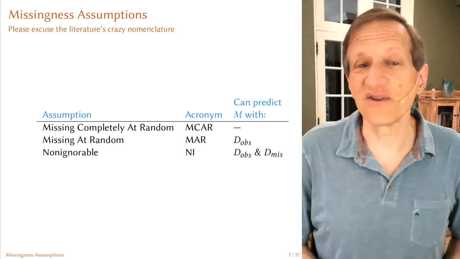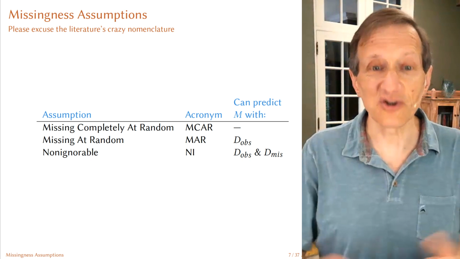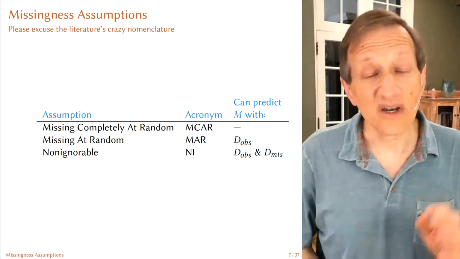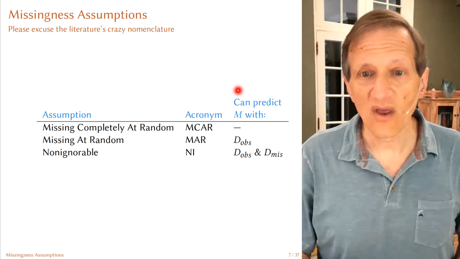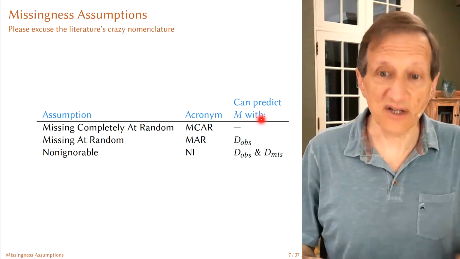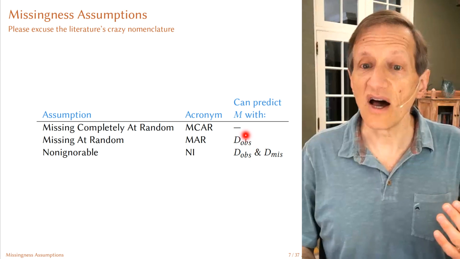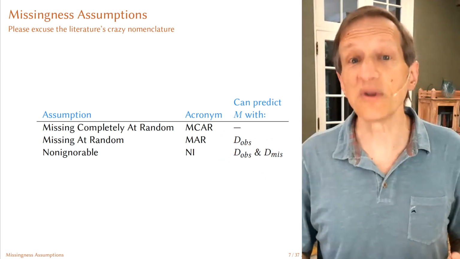There's another level here, which is called non-ignorable, another sort of crazy name. But non-ignorable, or NI, means that you can predict M with, potentially randomness, which means nothing, but also the observed values and also the missing values.